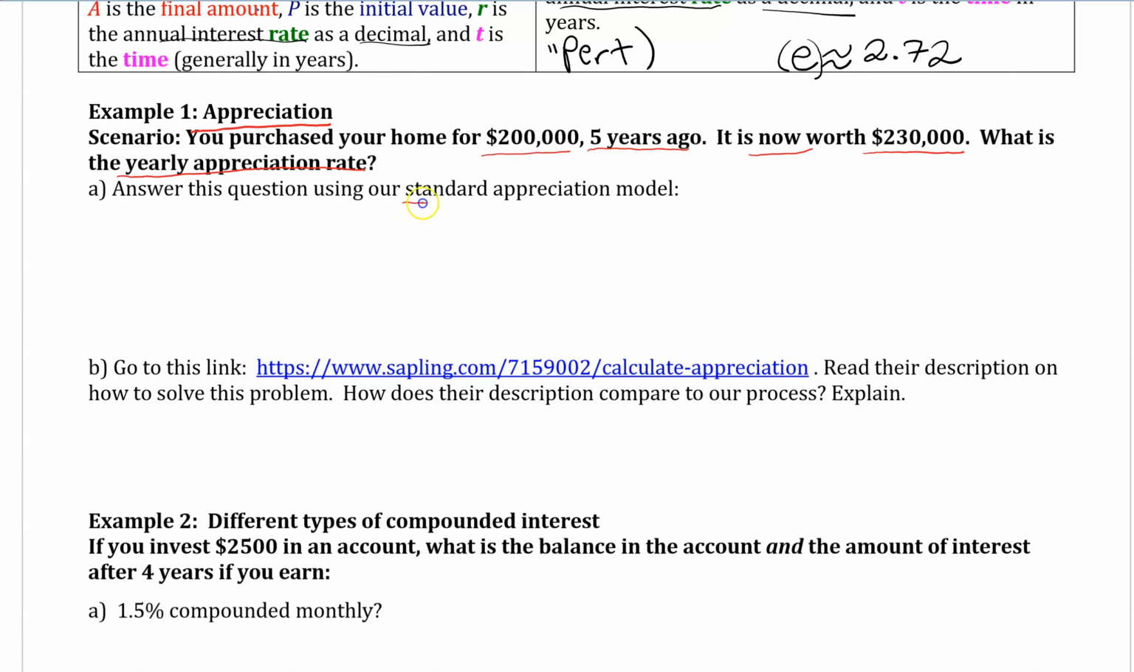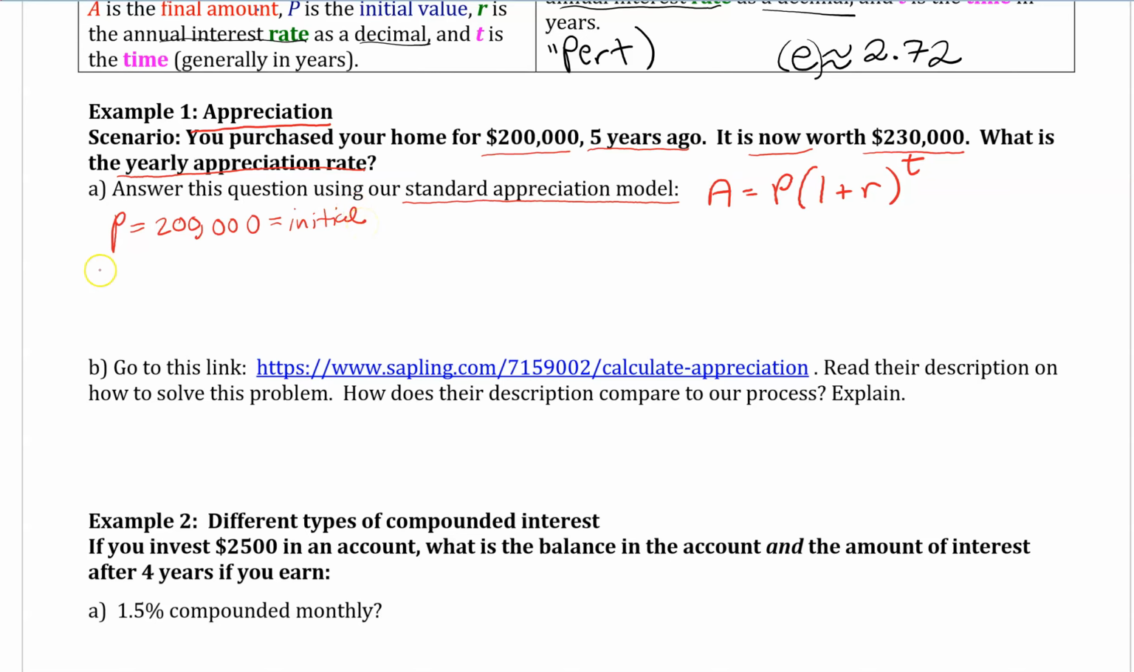Okay, so we're going to use our standard appreciation model to determine that. The standard appreciation model is the one where you just add R to the 100% one time for a certain number of years. One time per year for a certain number of years. So we have to figure out what all the pieces are, okay? So it looks like in this scenario, our initial amount was $200,000 because that was what it was worth 5 years ago, right? This is initial.